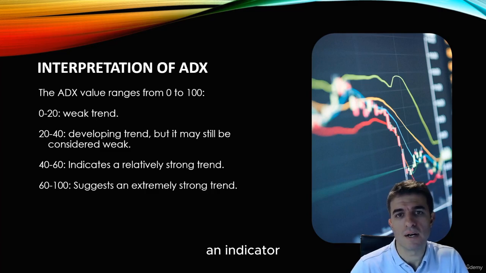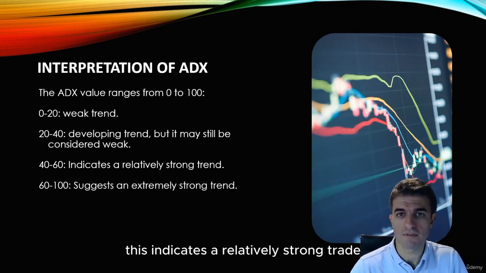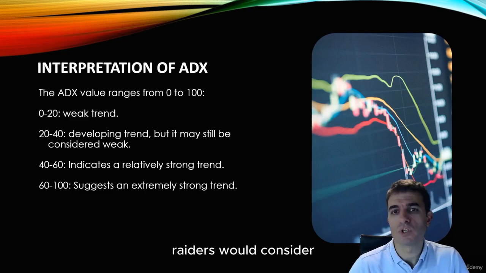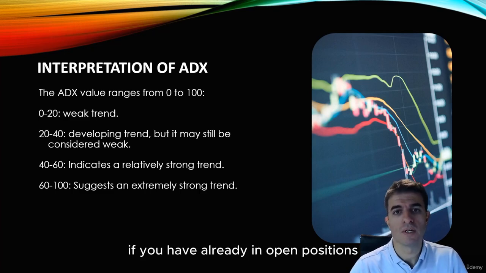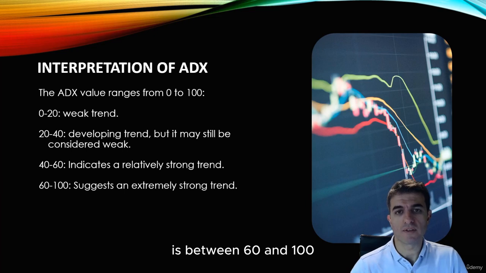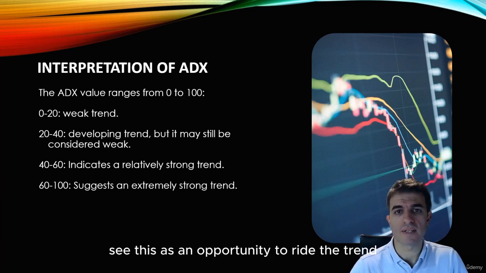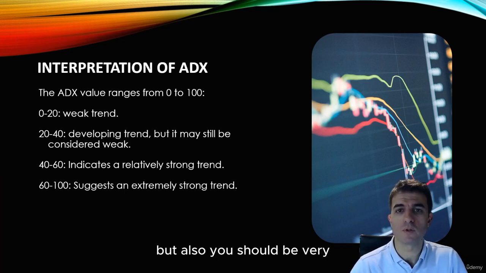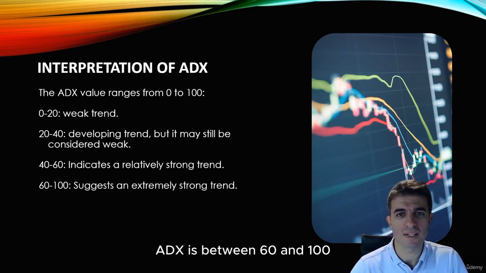However, if you see an ADX between 40 and 60, this indicates a relatively strong trend. Traders would consider entering or holding positions, if you already have open positions, in the direction of the trend. And whenever the ADX is between 60 and 100, this suggests an extremely strong trend. So you might see this as an opportunity to ride the trend, but you should also be very careful in this case, because usually trends that are very fast like this, when the ADX is between 60 and 100.